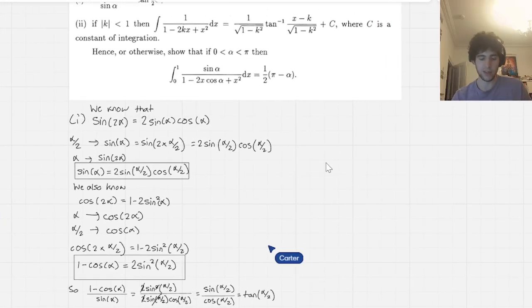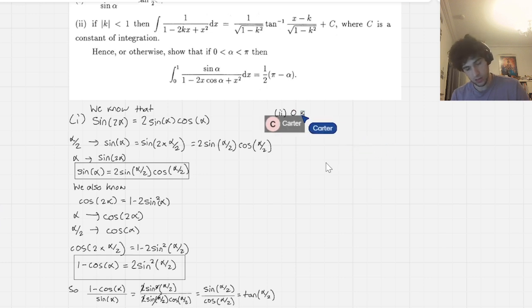Let's go back over here to the other side of the question and have a look at the second part. We're asked to show that if 0 is less than alpha is less than pi, then that integral is equal to a half times pi minus alpha. Okay, that integral doesn't look particularly nice, but let's have a think.